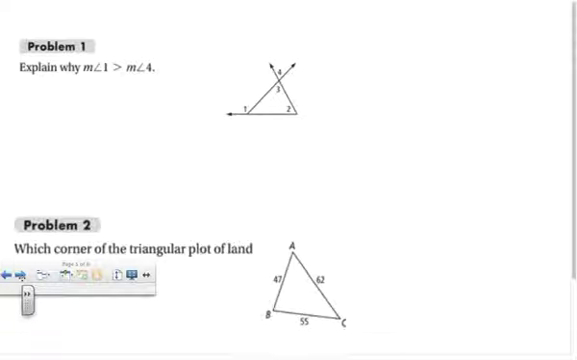Let's take a look then at problems 1 and 2. In problem 1, they are asking us to explain why angle 1 is greater than angle 4. Well, look at angle 1. Notice anything about it? It's an exterior angle. Okay, so measure of angle 1 is greater than, whoa, but is angle 4 a remote interior angle to that triangle? No, it's not. Okay, so what is angle 1 greater than because of that exterior angle inequality?